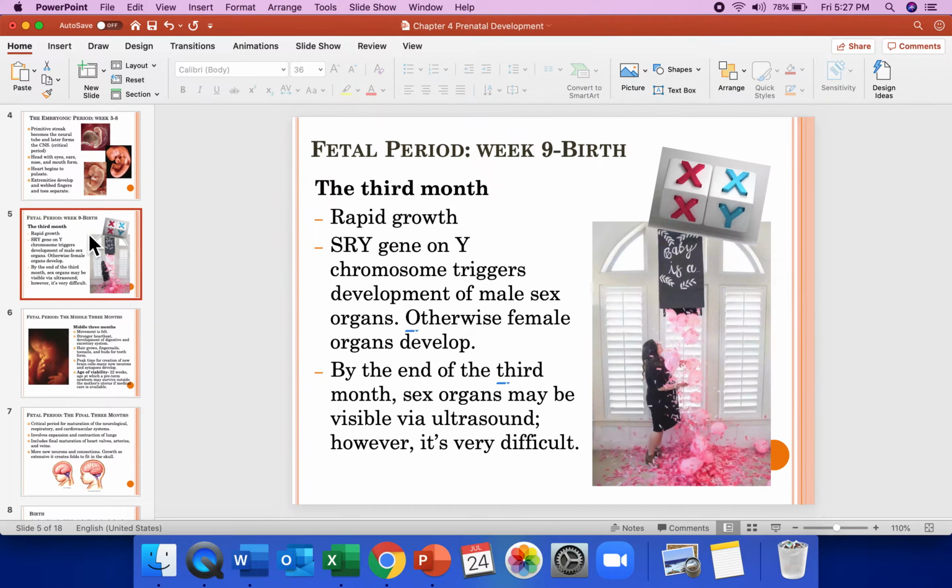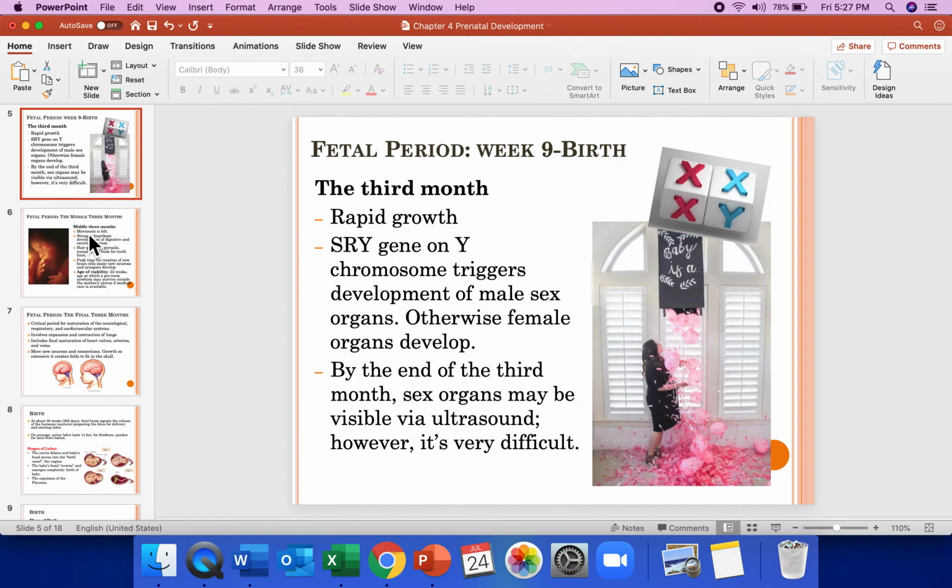Now we move into the third period, and that is the fetal period. And now the fetus is going to go through a lot of transformations. One of the most important of them is actually continuous rapid growth, but also differentiation as far as male and female. So around week 7, the differentiation is going to start developing from the inside of the fetus. So no visible organs are going to develop yet.